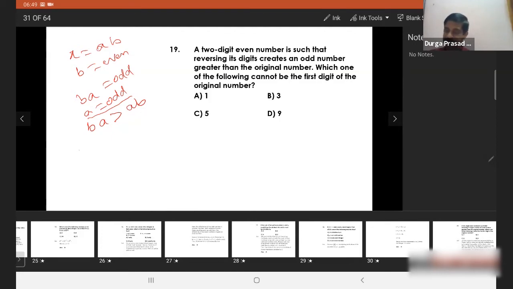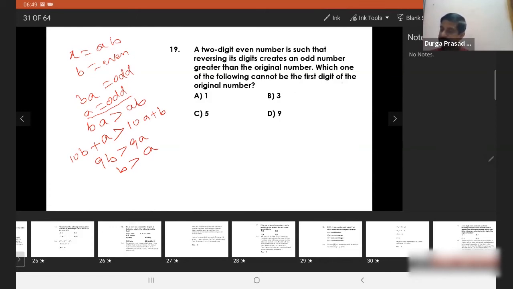BA means B into 10, so 10B plus 1 into A, that is 10B plus A, is greater than AB, that is 10A plus B. Now if you simplify, 9B is greater than 9A. So B is greater than A, correct or not?